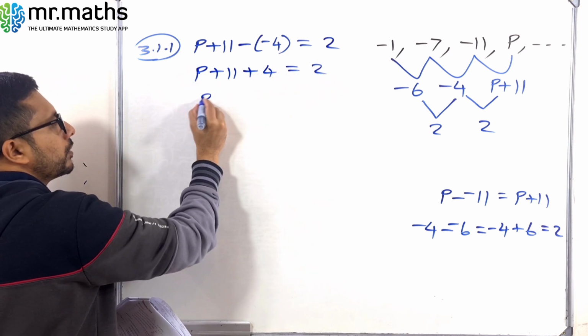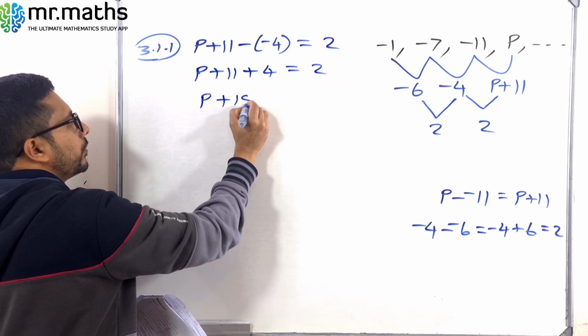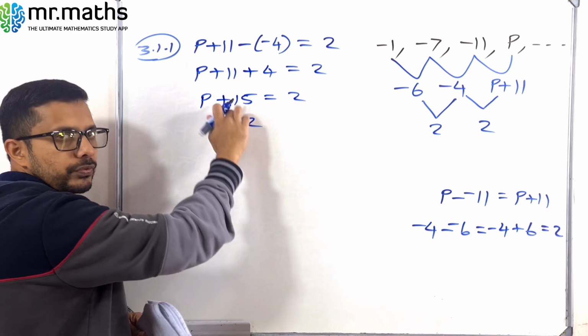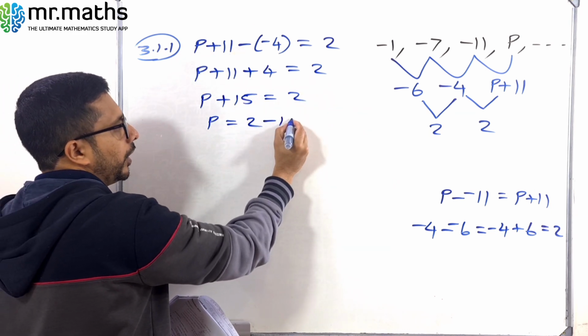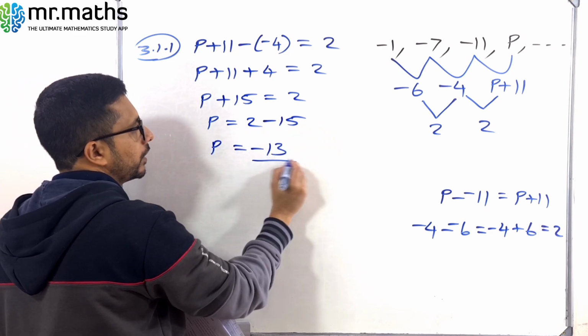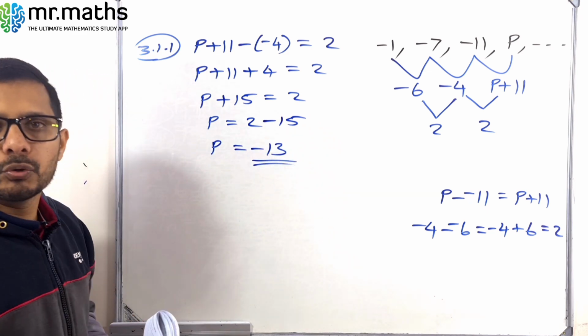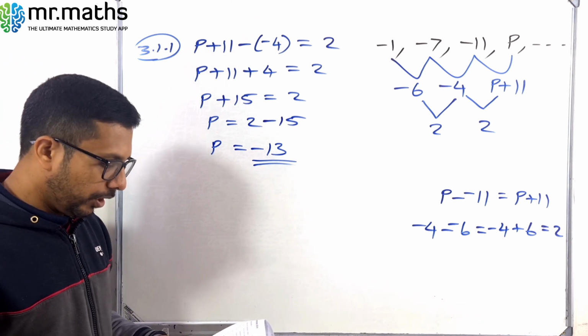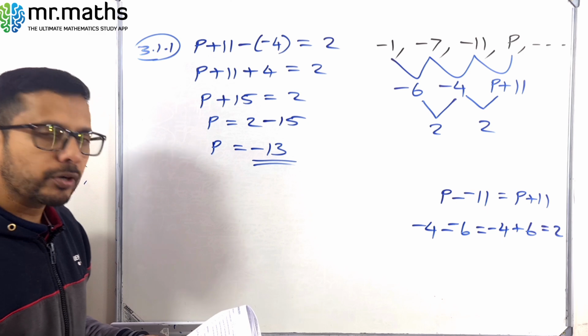11 plus 4 is 15. So p plus 15 is equal to 2. Take this 15 to the other side, so it is -15. So p is equal to -13. So it means that the value of p is -13. You understand? Okay. That is the first question, 3.1.1.